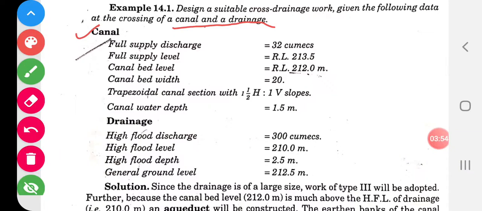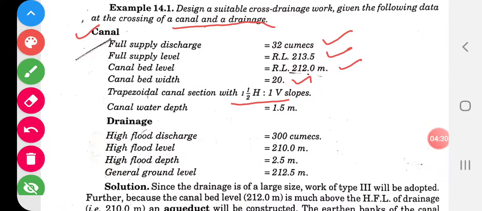The full supply discharge for the canal is 32 cumecs, the full supply level is RL 213.5 meter, the canal bed level is RL 212.0 meter, and the canal bed width is 20 meter. Here meter is not written, but it is 20 meter. It is a trapezoidal canal section with side slopes 1.5 horizontal to 1 vertical.